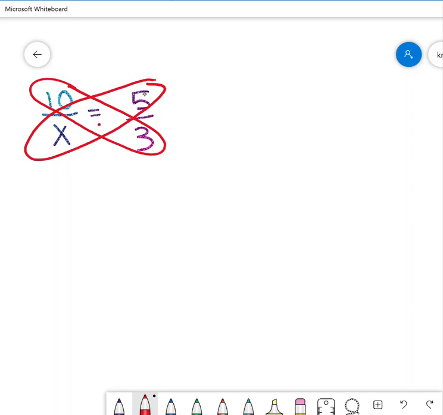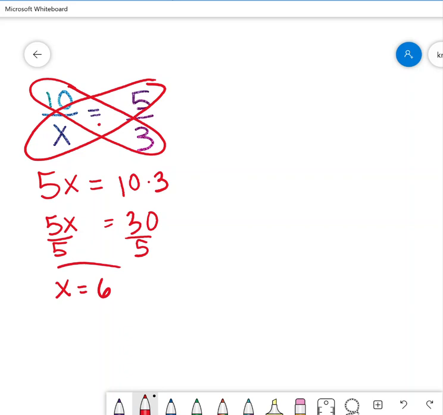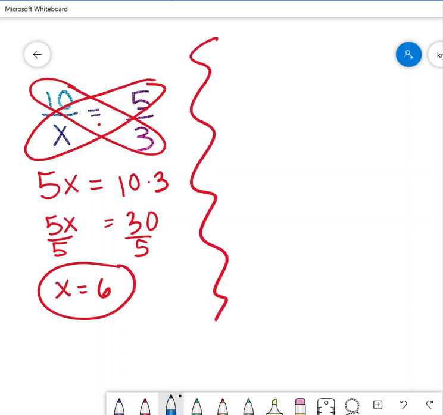Since I'm solving for x, I'm going to set it up. I know I'm multiplying my x with 5, so 5 times x is going to be equal to 10 times 3. Okay, 10 times 3 is 30. And if that is equal to 5x, I can divide both sides by 5 and get an answer of x equals 6.